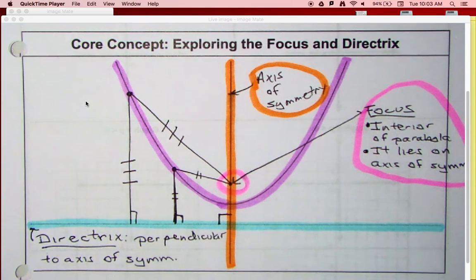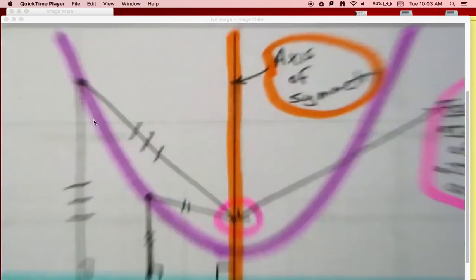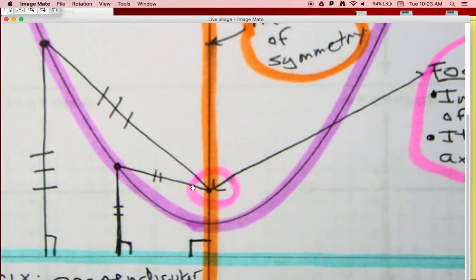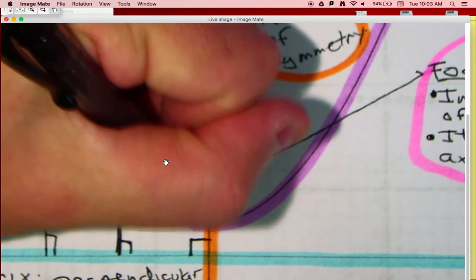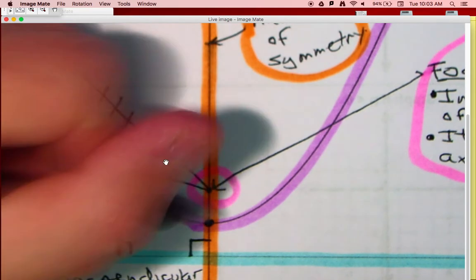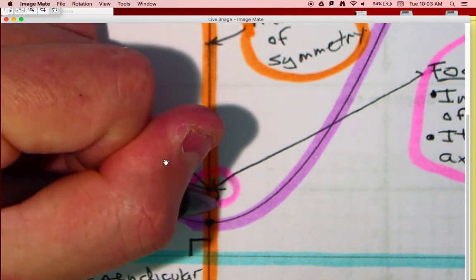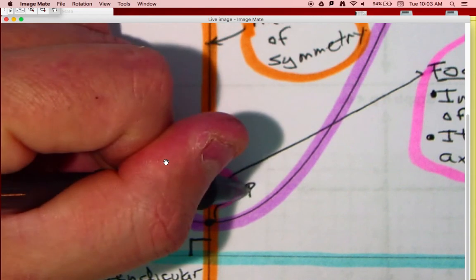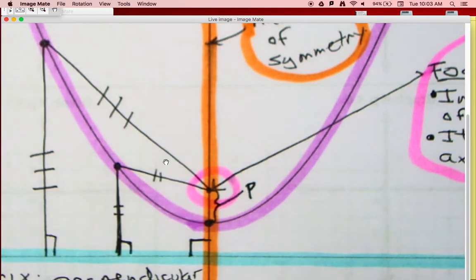Now, what we really want to focus on is right inside here, in this little area. If we have that point right there, we know that's our vertex. See this distance right here? This distance, we want to just call P. P is just a variable, like X is a variable, and that's going to become very important in the next video. So that little distance we want to call P.